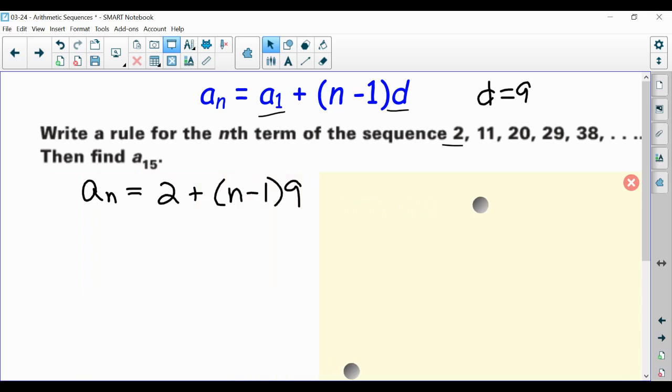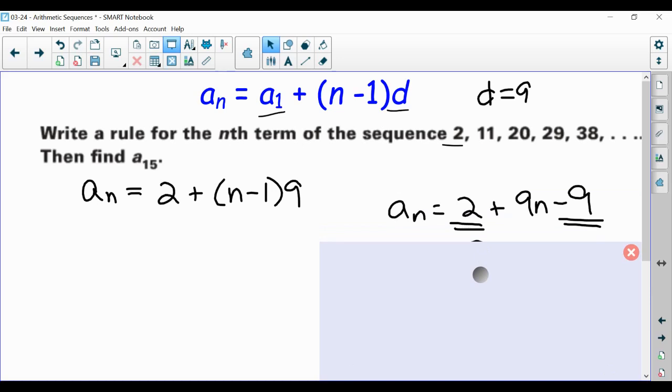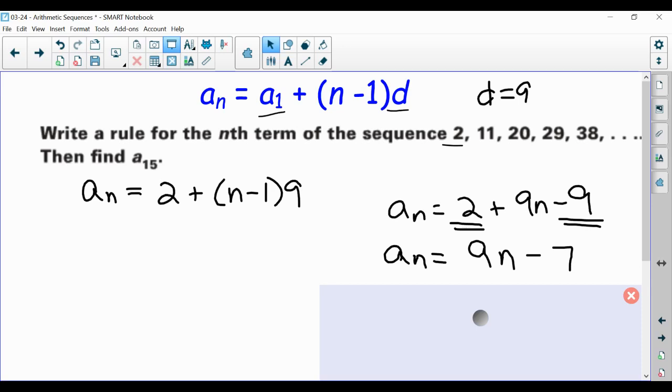All right, so that just makes our explicit formula 2 plus n minus 1 times 9. Right now, we need to clean that up a little bit. It's got parentheses. We can distribute that 9. So when we do that, that's going to become 2 plus 9n minus 9. And then we can add those like terms to get my explicit form as 9n minus 7. Now that just allows us to say, hey, if I want the 100th term, I'm going to substitute a 100 in for n and multiply and all of that.